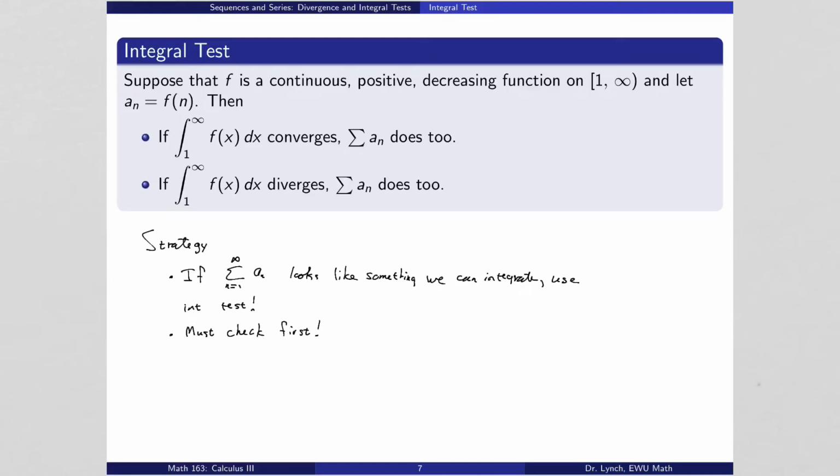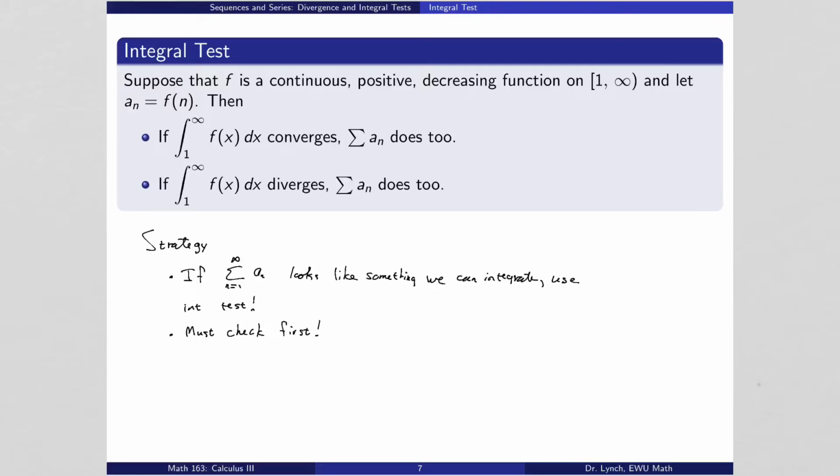Okay, so the strategy here is that if you're faced with an infinite sum where the sum a sub n looks like something that you can take an integral of, try using the integral test. And you should remember that you should always check first, right? Continuous, positive, and decreasing.